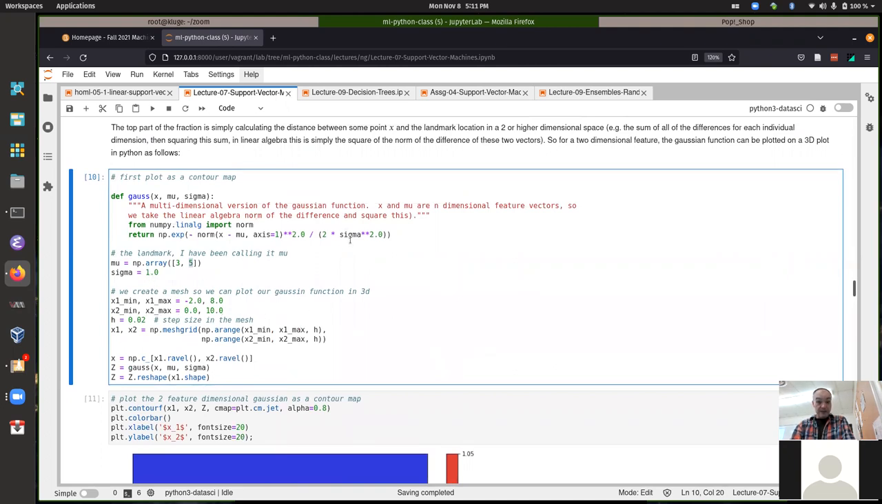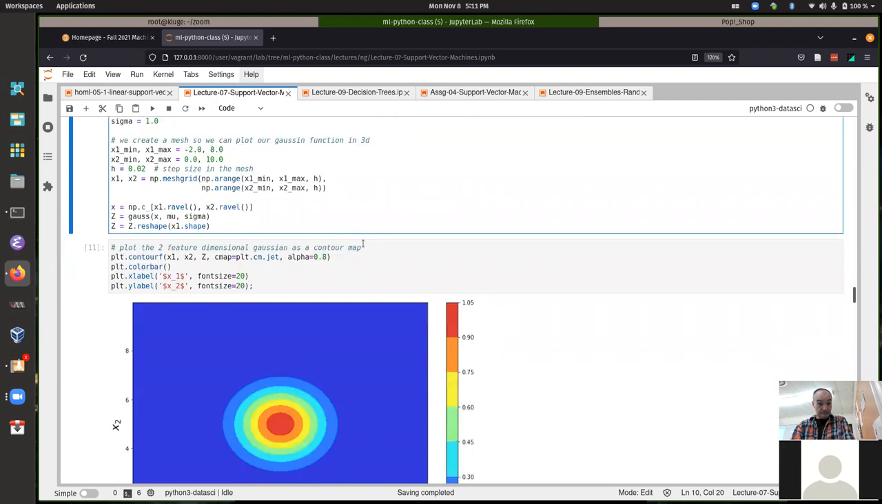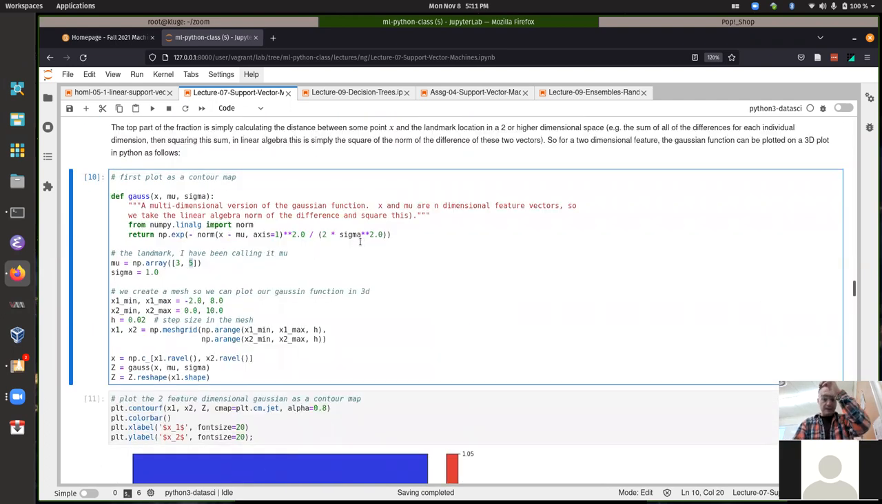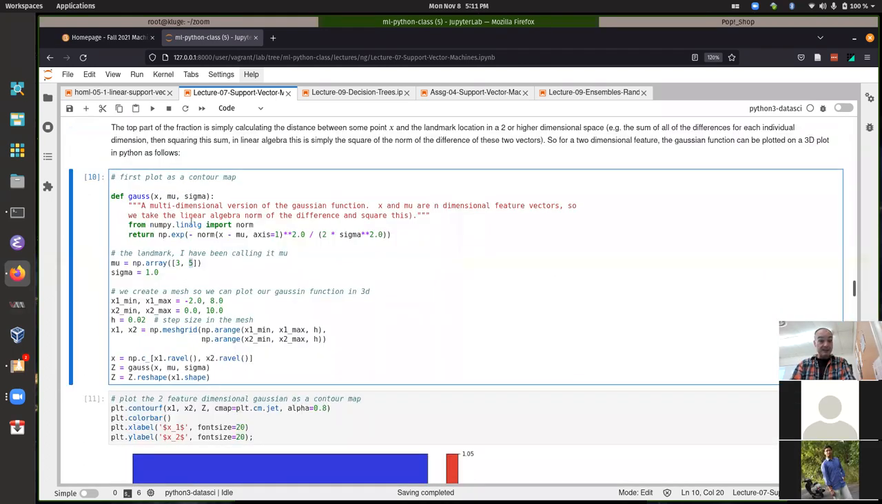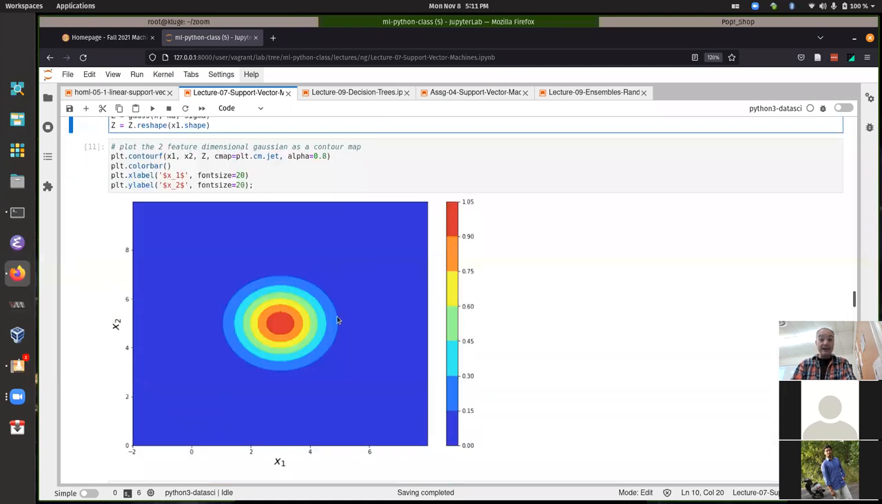In this case though, sigma is not going to be... actually, I'm not certain. I think normally you just use the same sigma for all dimensions. So we pass in sigma as a scalar here, a sigma of 1. But again, that's going to affect how much it spreads out. Since we're two dimensional, that affects the spread in all directions from the center, the 3, 5 point here.